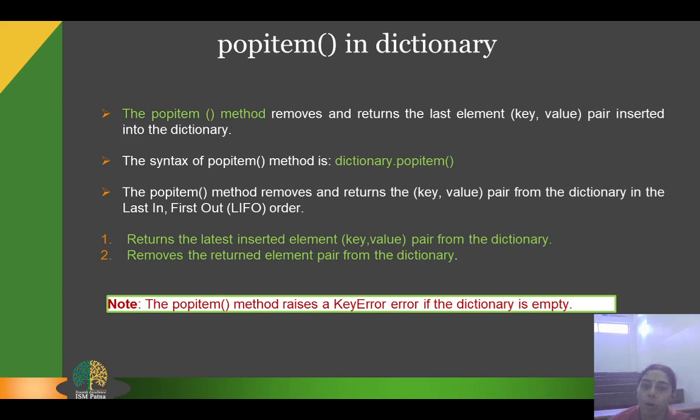The next method is the popitem method, which we have just discussed. The popitem method is used to remove the last element of the dictionary and it returns the last element in key value pair. The syntax of the popitem method is dictionary.popitem(). It does not take any argument. It works in last in first out order. It means the element which gets inserted last will be deleted first. It returns the latest inserted element and removes the returned element from the dictionary. The popitem method raises a KeyError if the dictionary is empty.